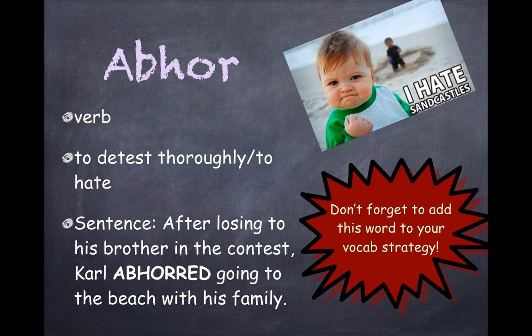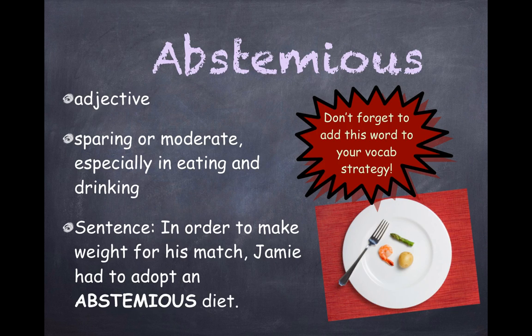Our fifth and final word that uses ab as a root is abstemious. Abstemious is a describing word. It's an adjective, and it means sparing or moderate, especially when eating or drinking, which is what this picture shows in the lower right-hand corner. In order to make weight for his match, Jamie had to adopt an abstemious diet. On a long sea voyage in a small craft with limited food supplies, the crew must be abstemious.